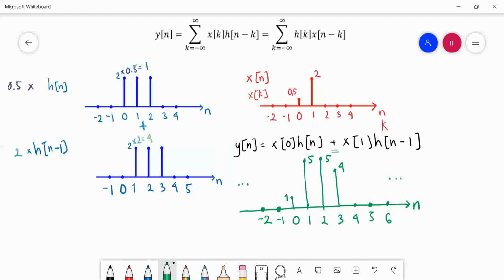So that's it. This is the output signal from a system that has the impulse response as follows, given an input signal as follows. Hope that this video will help you in understanding convolution.